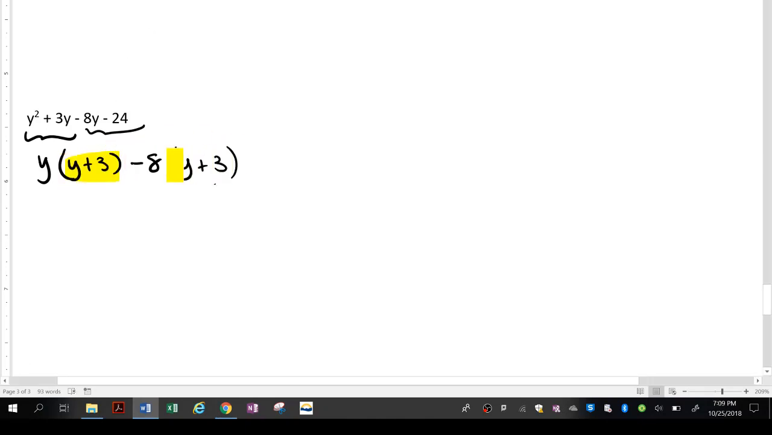So here we have y plus 3 that is common to both of these terms, and I can factor that out, y plus 3. So that leaves us here with y, and then in this term, minus 8.